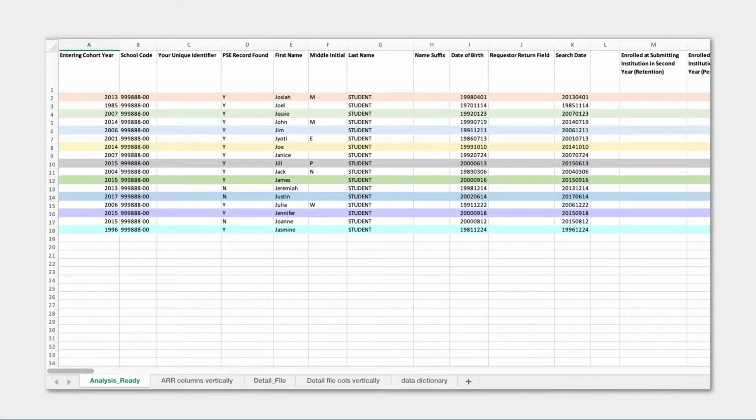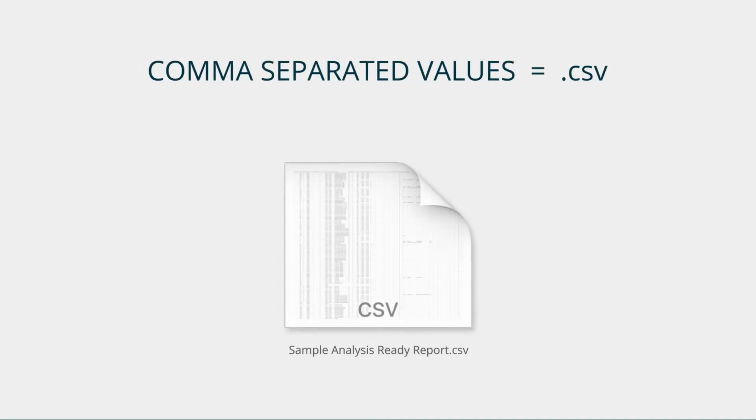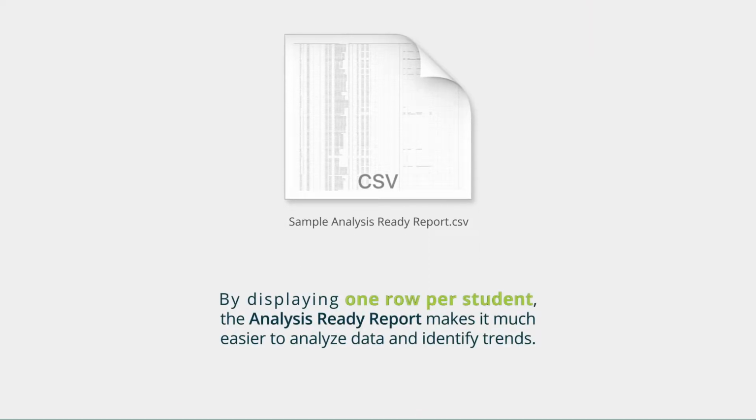The Analysis Ready report is a comma-separated values, or CSV file, that transforms the detail report into an Analysis Ready format. By displaying 1 row per student versus multiple rows per student, the Analysis Ready report makes it much easier to analyze the data and identify trends.